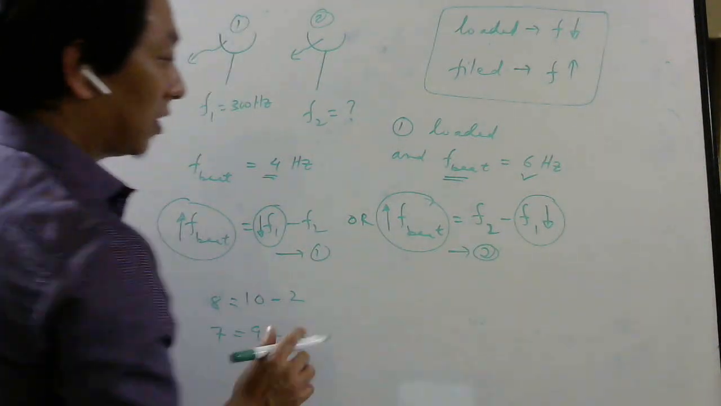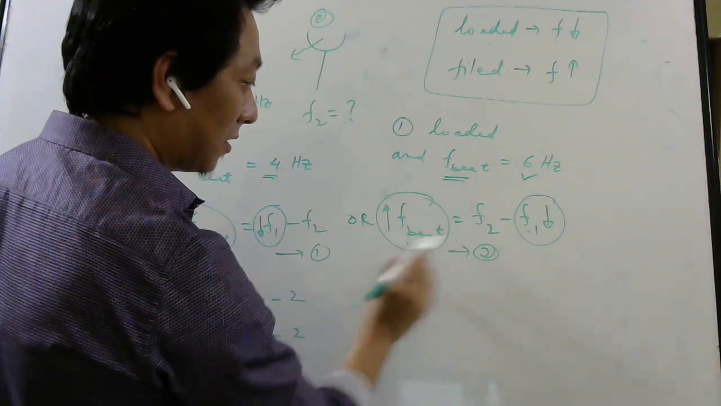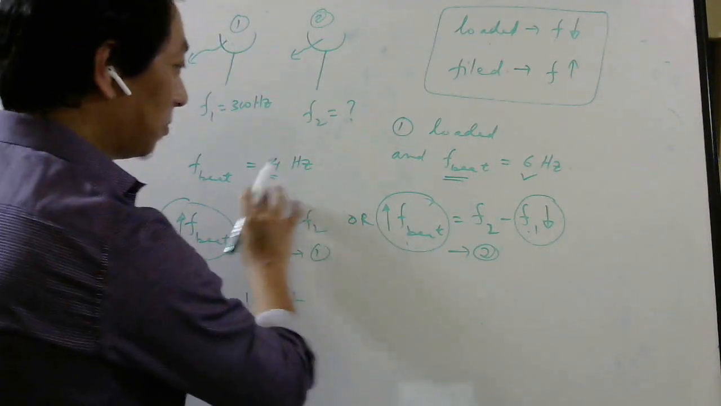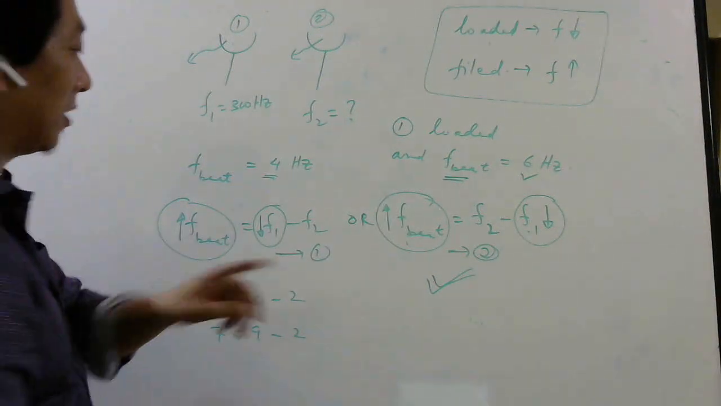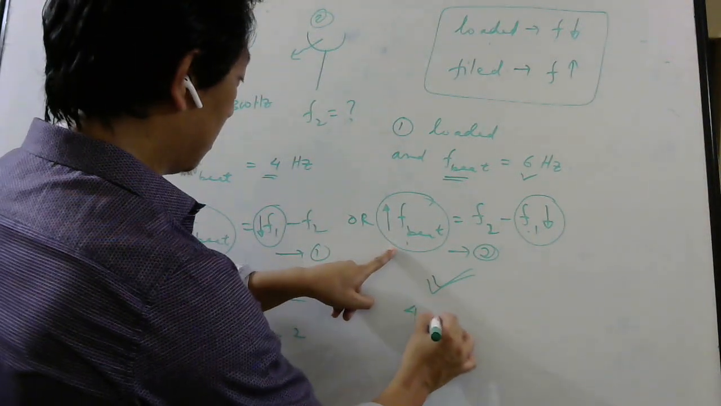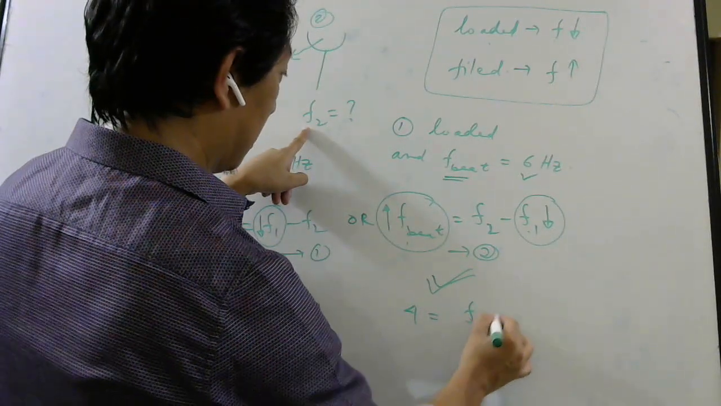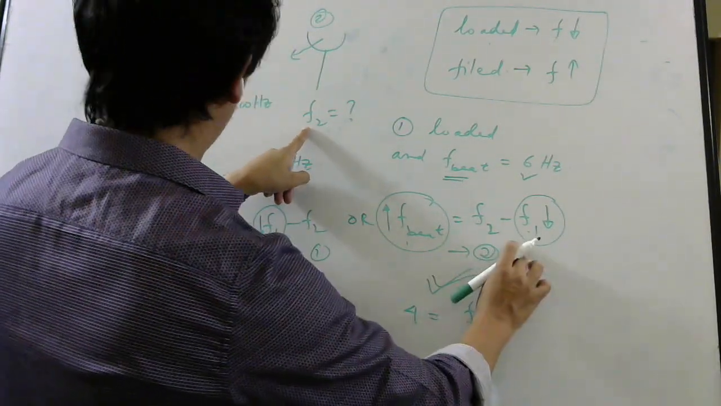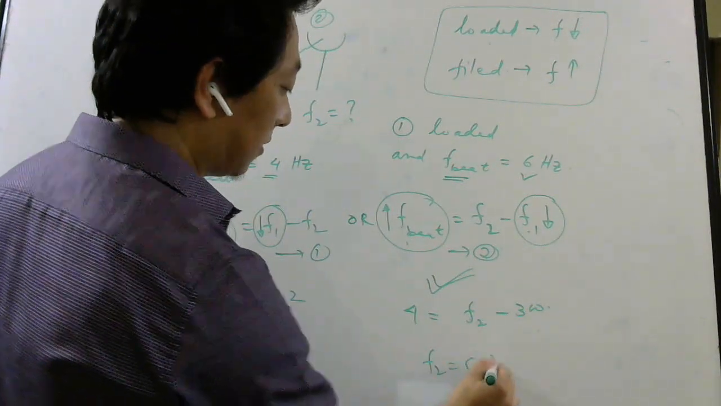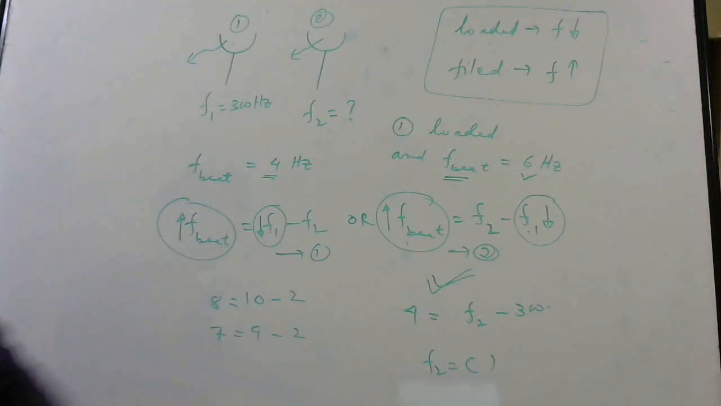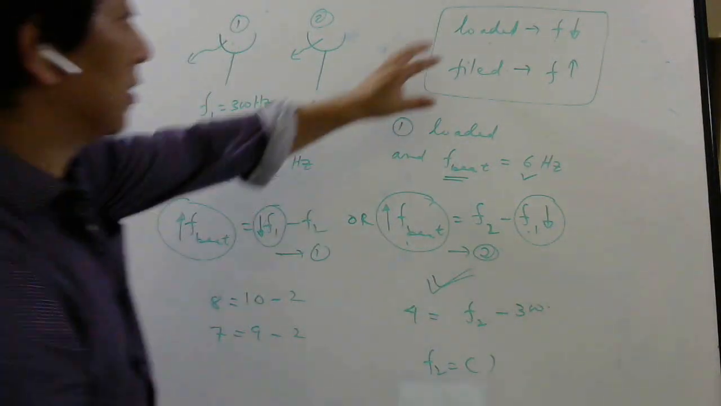So come to this formula now. If this frequency decreases, then this increases. See? And according to the question, they told beat frequency increases. This is the right one. So once you know which is the right one, beat frequency will be 4. F2 is F2 only, and we have to find F2. F1 is 300. So from here F2 can be found. This is how we are solving the problem using this information.